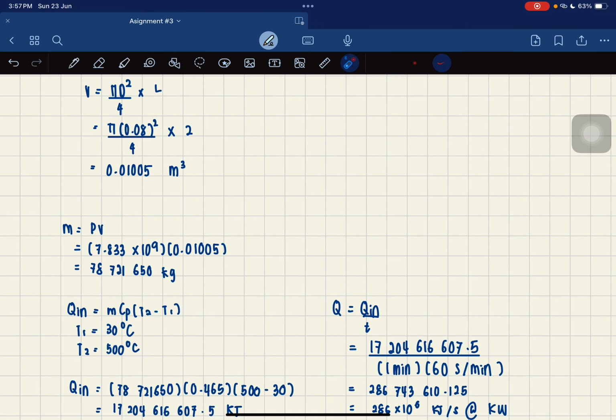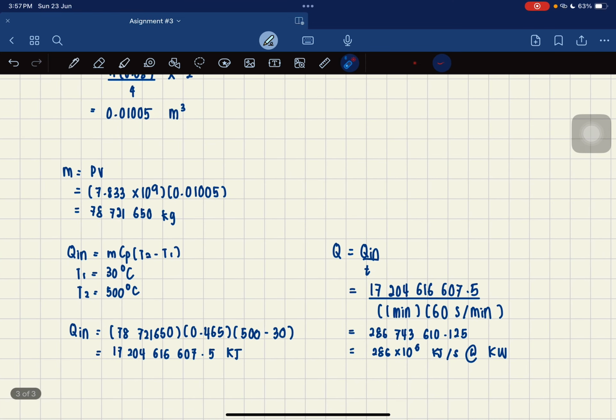We use the formula m equals density times V to get the mass, and the answer we get is 78.721 kilogram, which is the mass.